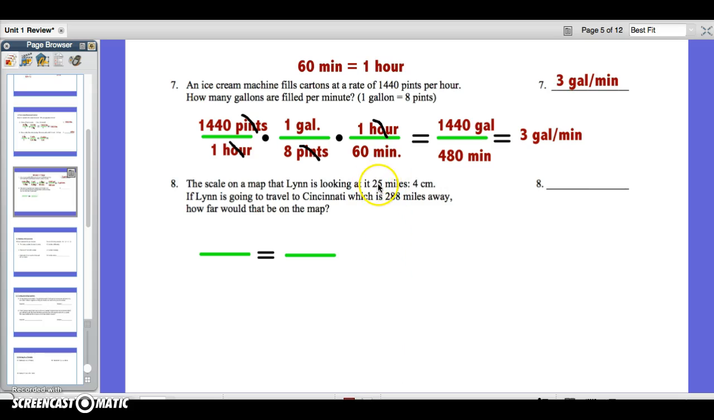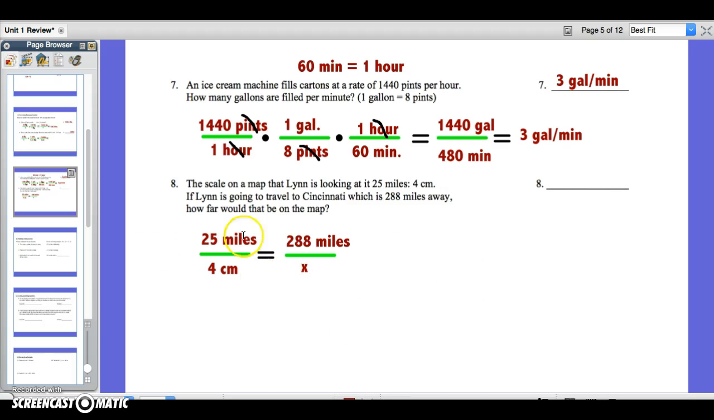So we have this ratio of 25 miles, 4 centimeters. So I'm going to use this ratio and set up a proportion with it. So 25 miles, and that's 4 centimeters on the map she's looking at. Now we know that Cincinnati is actually 288 miles away. Now this question is different than the one that we had before. I'm putting this one on the top because with the proportions, with this equal sign, I need to be consistent with how I set this up. Miles and miles are on the top, centimeters and centimeters are going to be on the bottom. We don't know how many centimeters that actually is on Lynn's map, so I'm going to use the variable x.